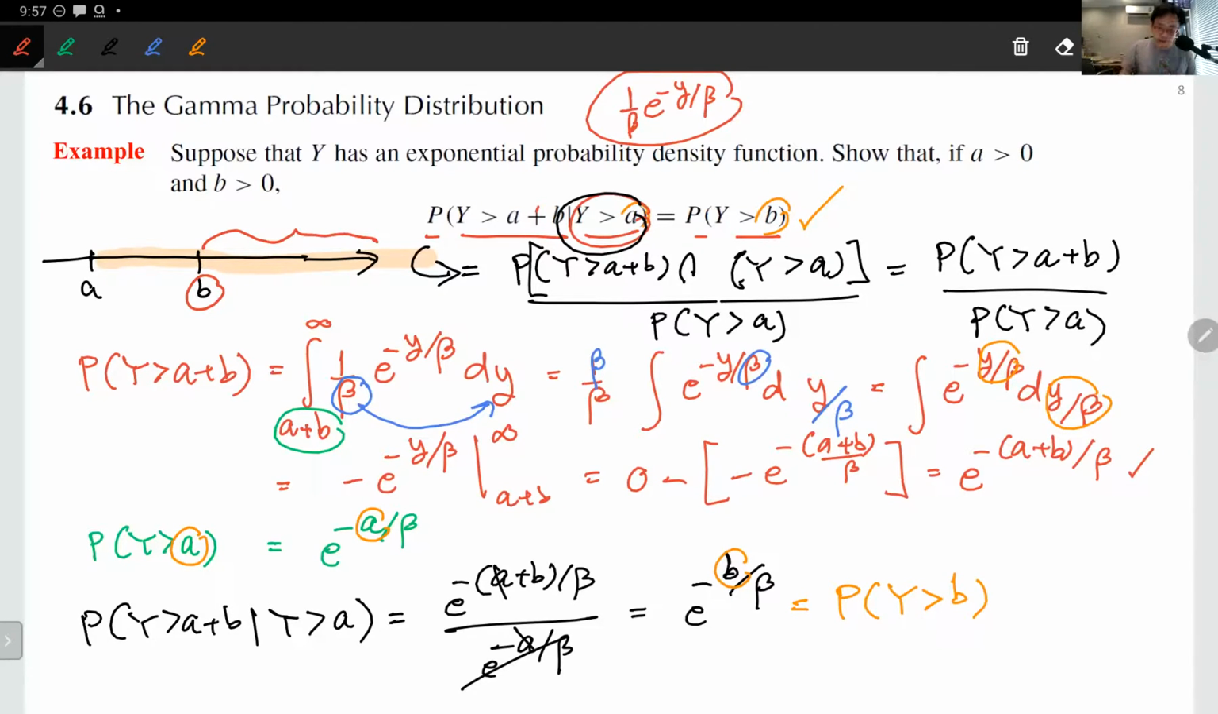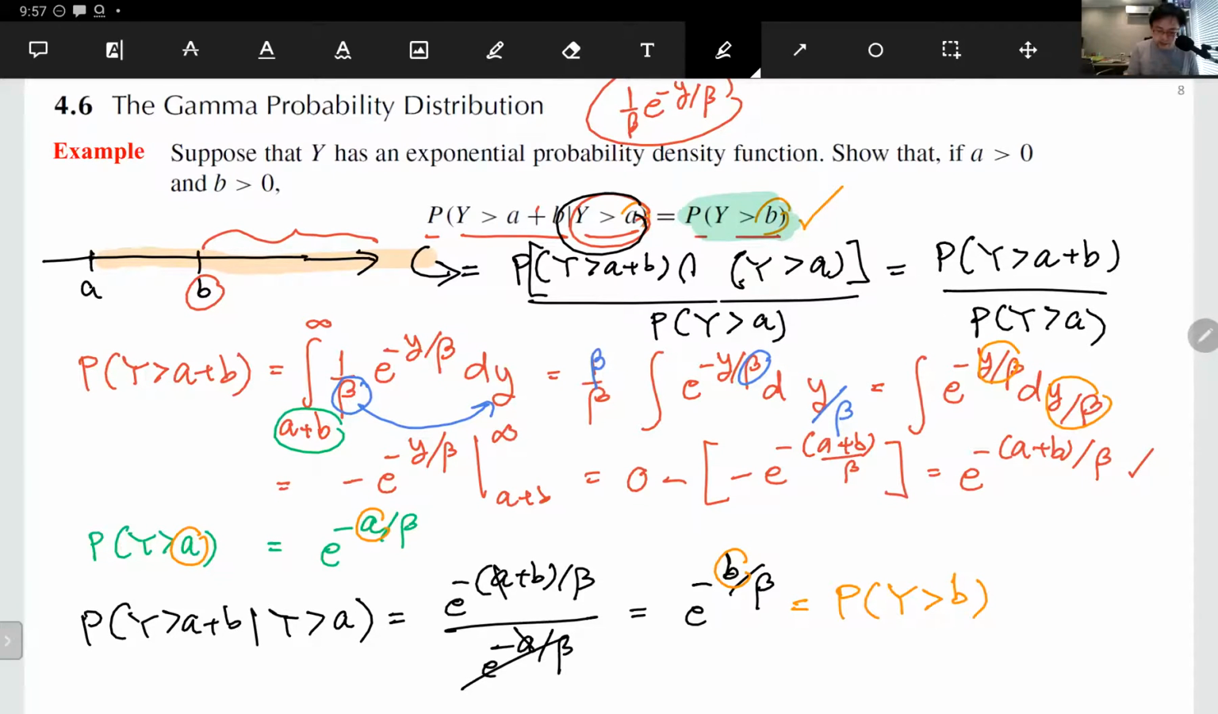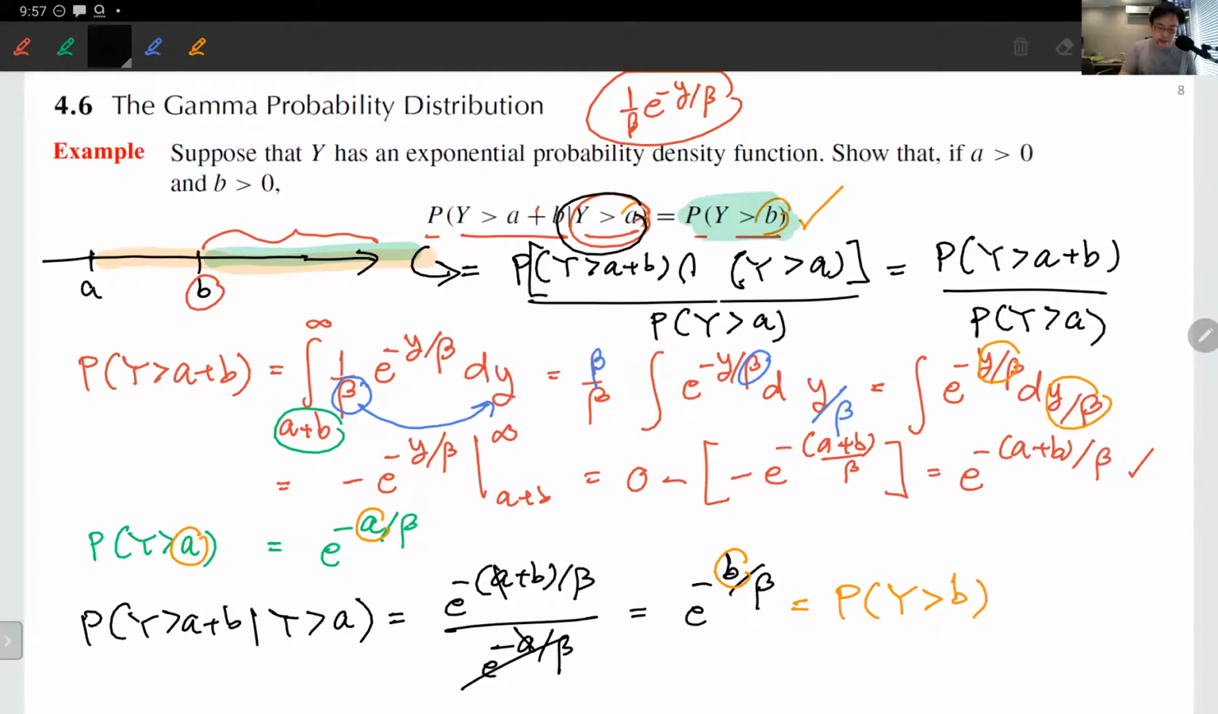It turns out that it's going to be the same thing as the probability of Y greater than b. Just like this. You can reset your clock and say, let's call this time 0 again, and then you recalculate everything starting from b.